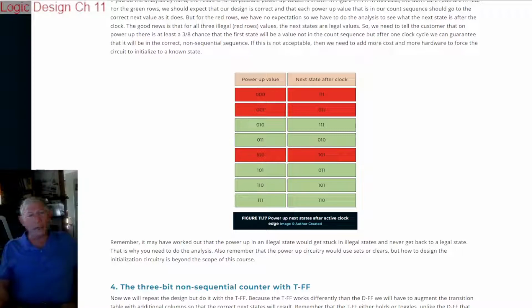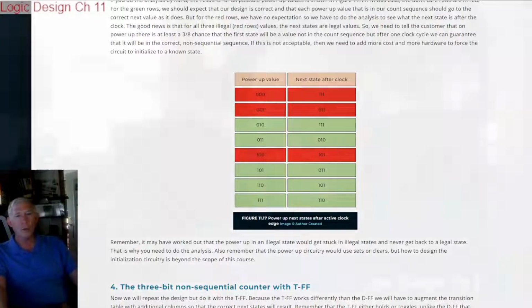And again, you can always add some circuitry to this to give you a known power-up state. But the problem is that does take additional circuitry, additional cost, and it actually takes additional skill, because it's a topic that's almost beyond the scope of this course. But you should certainly look at it. So how can you look at this and know whether you're going to have a problem or not? Well, what could you do?